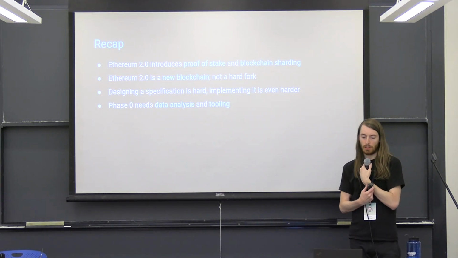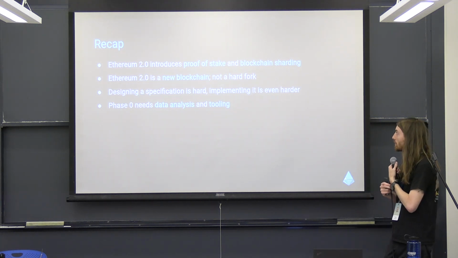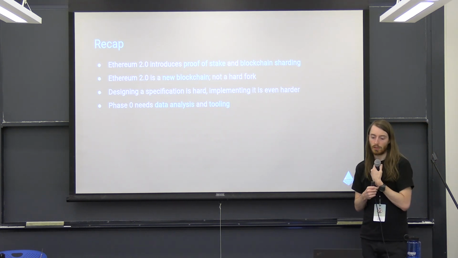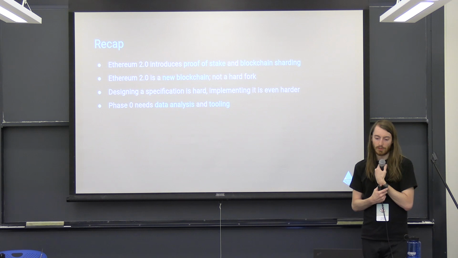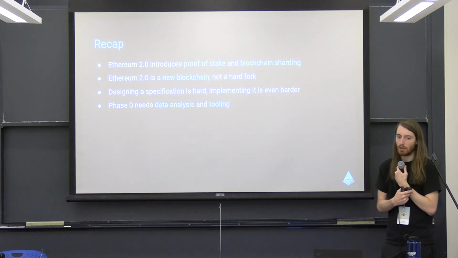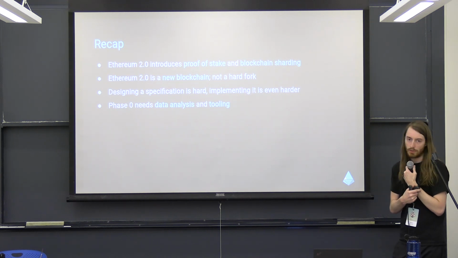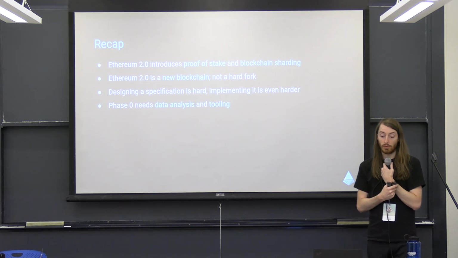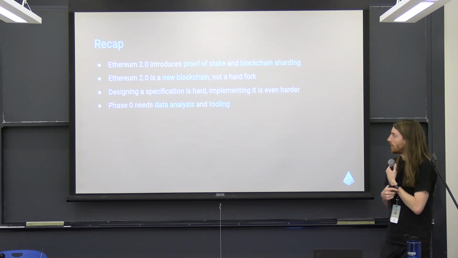Just to recap, Ethereum 2.0 introduces proof of stake and blockchain sharding. It's an entirely new blockchain, it's not a hard fork. So this will run in parallel to Ethereum 1 for some time while we migrate over. Designing the specification is hard, the research is hard, but implementing is even harder. As you saw, we have all this tooling and all these processes, just so that we don't screw it up.